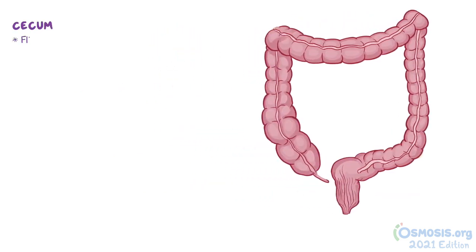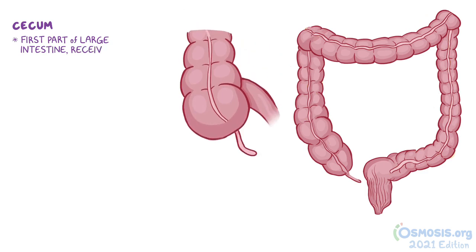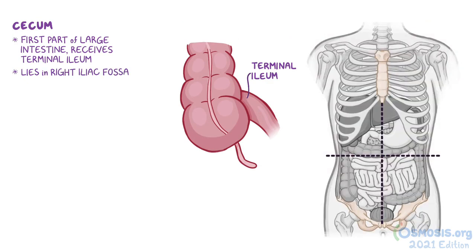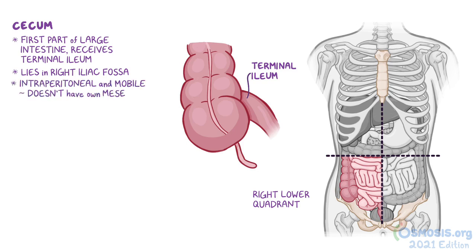The cecum is the first part of the large intestine, and it receives the terminal ileum, which invaginates into the medial side of the cecum. The cecum lies in the right iliac fossa in the right lower quadrant of the abdomen, and it looks a bit like an intestinal pouch. It is intraperitoneal, mobile, and doesn't have its own mesentery.